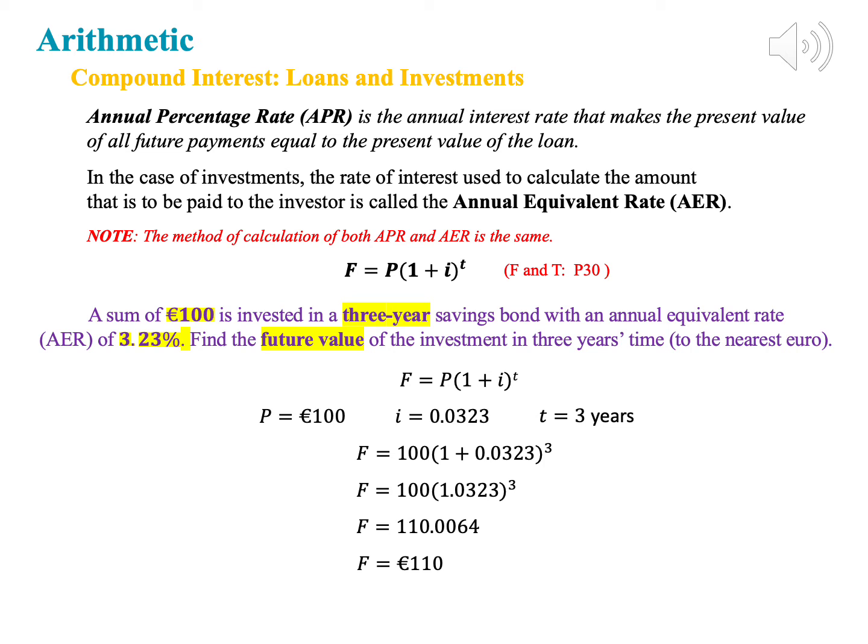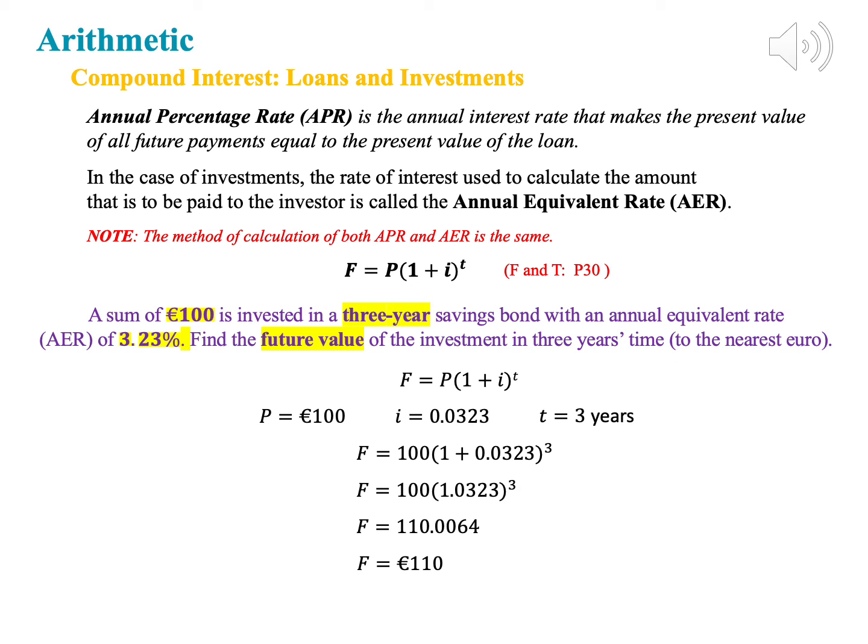A sum of €100 is invested for a 3-year period in a saving bond, and the AER is 3.23%, and we need to find the future value of the investment in 3 years' time. So we write out our formula straight away because that's going to be a very, very good indicator to your examiner that you know that this means that you're finding the future value and you know what formula to use.